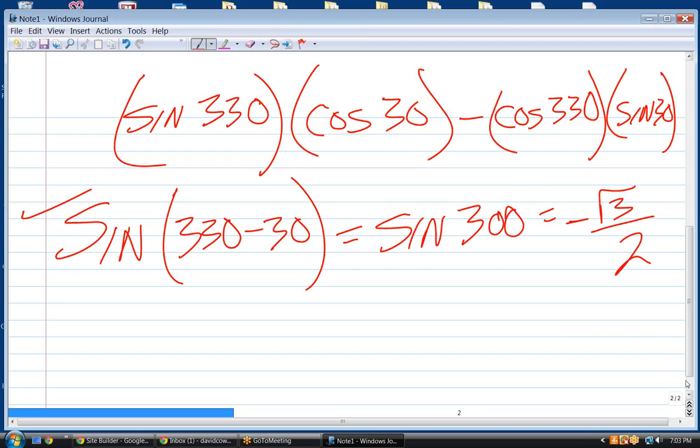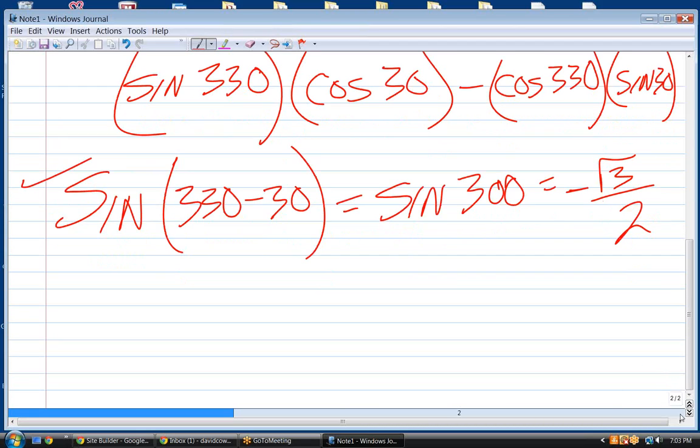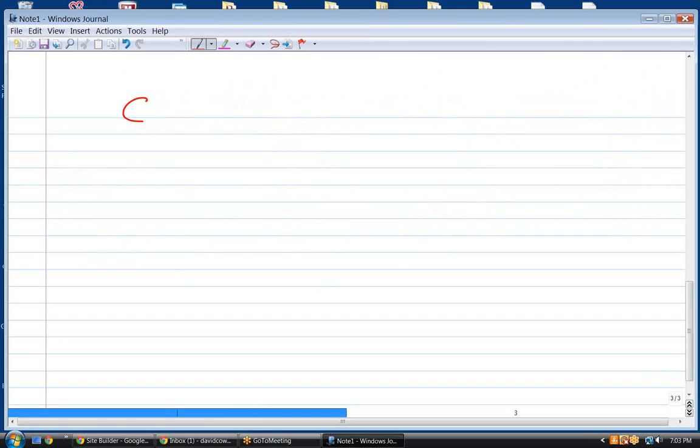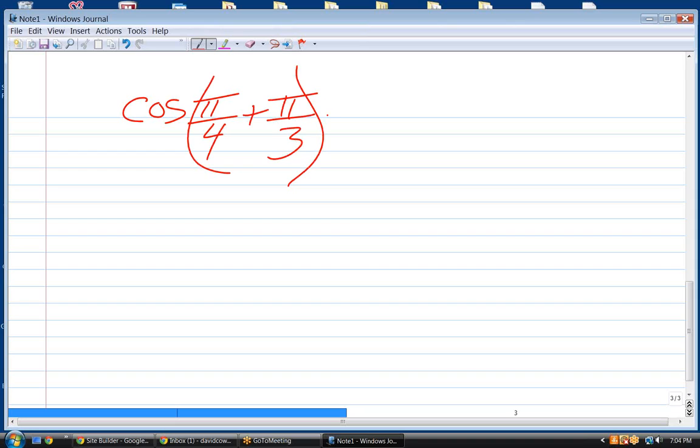So could we do cosine of pi over 4 plus pi over 3, and I guess expand that and solve? Well, I can do it two ways. I can add the two angles so that I have 7 pi over 12 and answer it directly. But in this case, I suspect they want you to do it the long way.